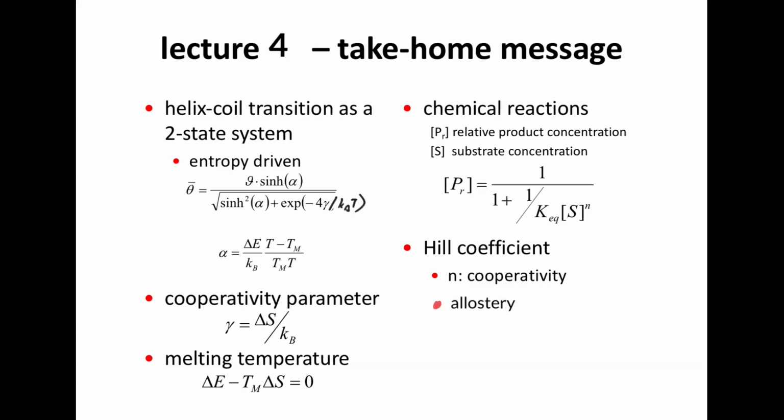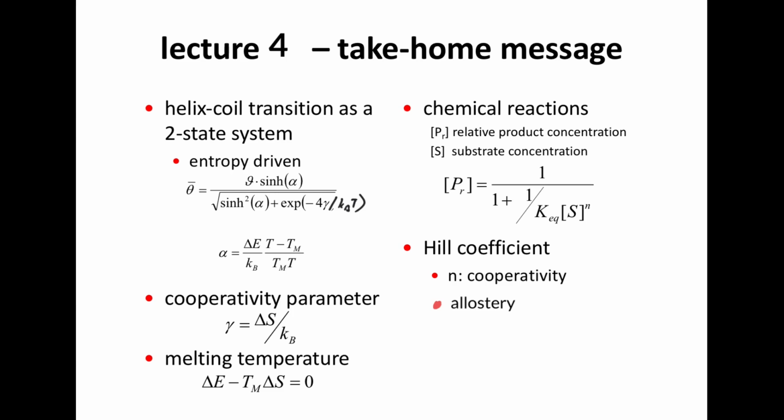So let's look back at what we learned today in lecture 4. We looked at protein folding, in particular the helix to coil transition, and we realized that it is easily explainable by a two-state system, where we assumed some interaction of neighboring amino acids. The model that we used was the Ising model that explained the melting temperature of the proteins, but also introduced the cooperativity parameter that leads to a helical fold.